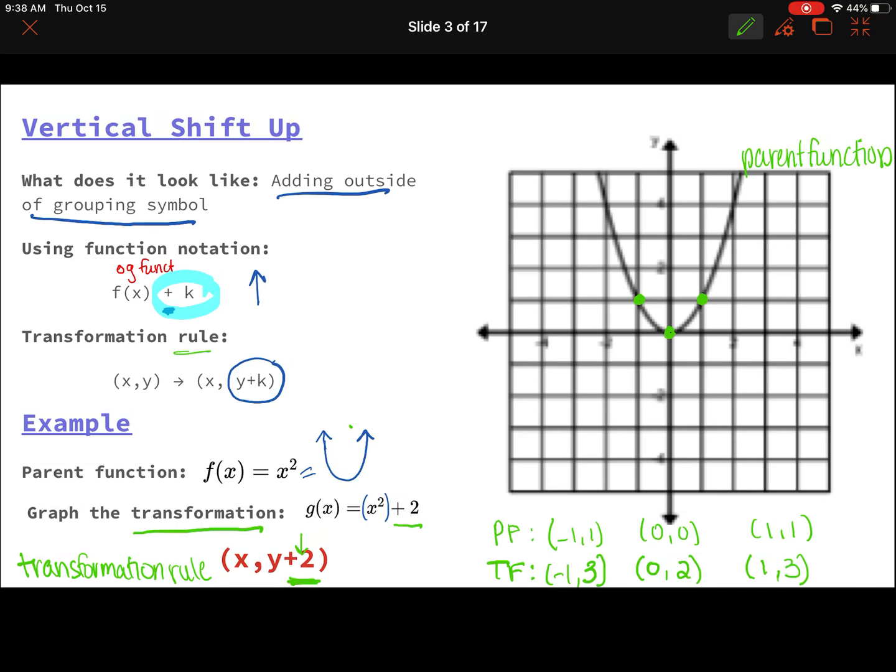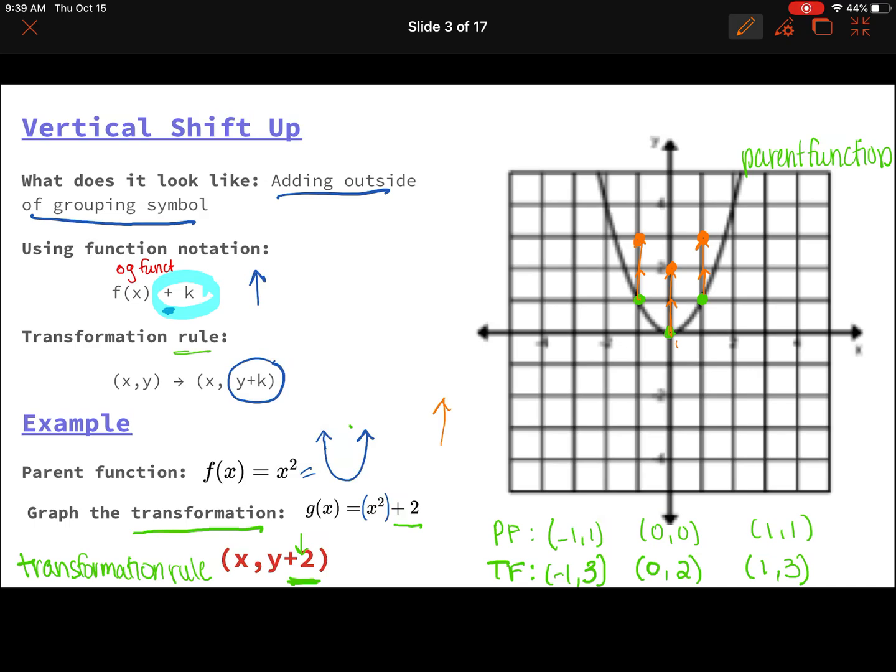Okay, so this is important to remember, because we're only affecting the y, and my y means we're going up. I can either shift all my points up 2, and every point we're going to do this, okay? So I shifted it up 2, or I can come down here and just go, okay, -1, 3, 0, 2, 1, 3. And I can graph those.